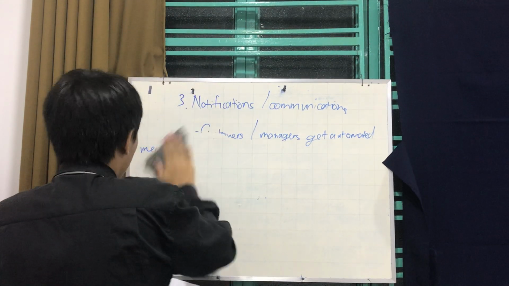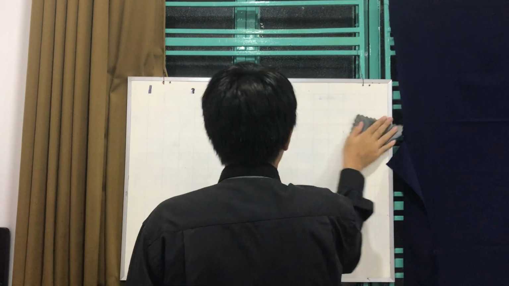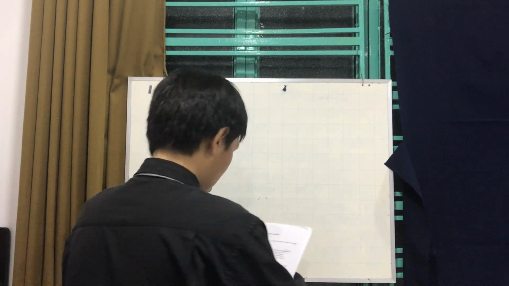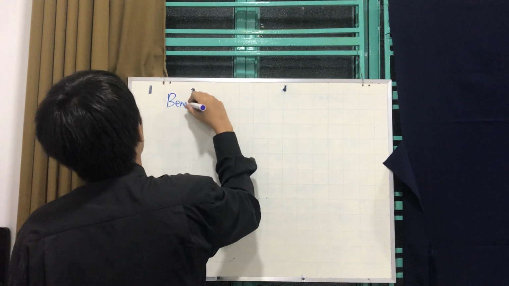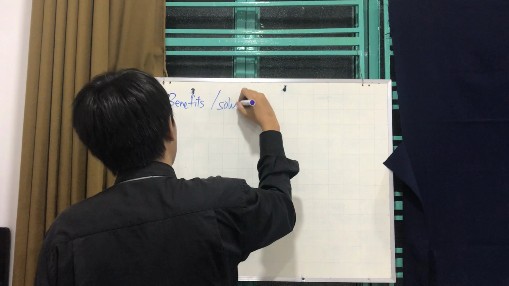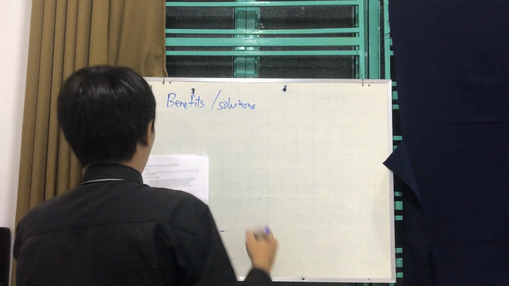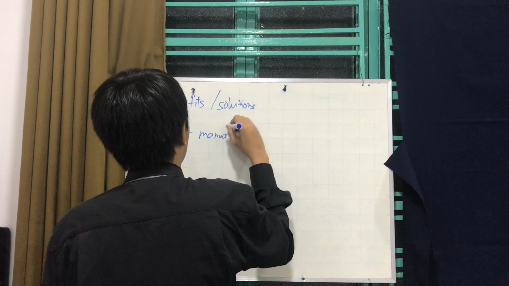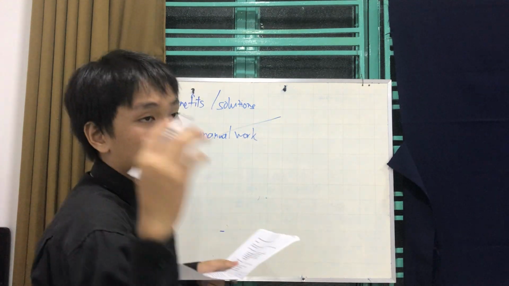So let's go to the benefits and what I'm going to use, in my opinion, my solution: the benefits and solutions. So my solution for my first benefit, manual work. No manual work is the first benefit.